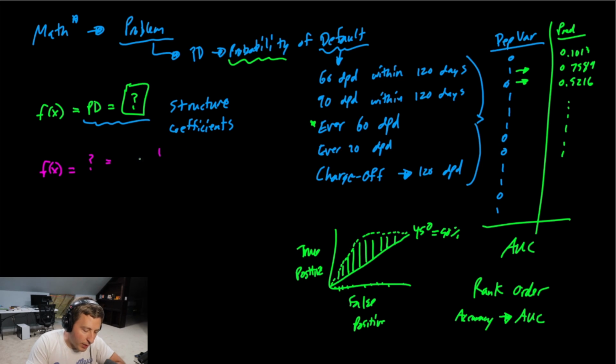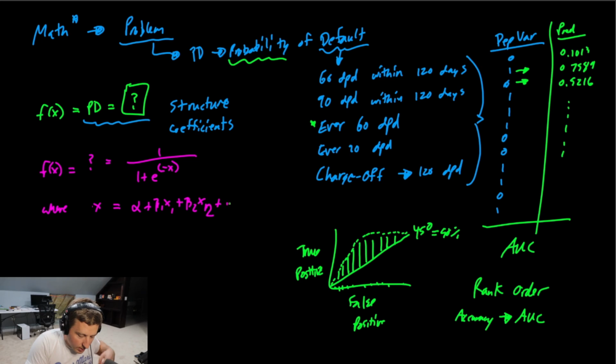I know this needs to be 1 over 1 plus e to the negative x, where x is going to be equal to some sort of linear regression, where it should have something like alpha plus beta 1 x1 plus beta 2 x2 plus ... I don't know how many terms I'm going to need, all the way out to beta n x of n. So I know this is my problem I'm solving, but I don't know the structure of it. How many pieces do I need here? How many variables in this model do I need?